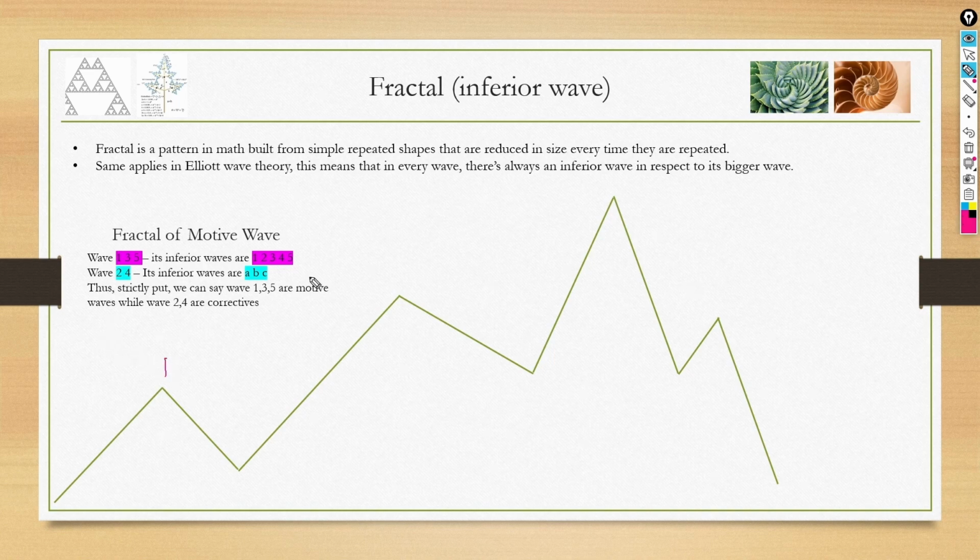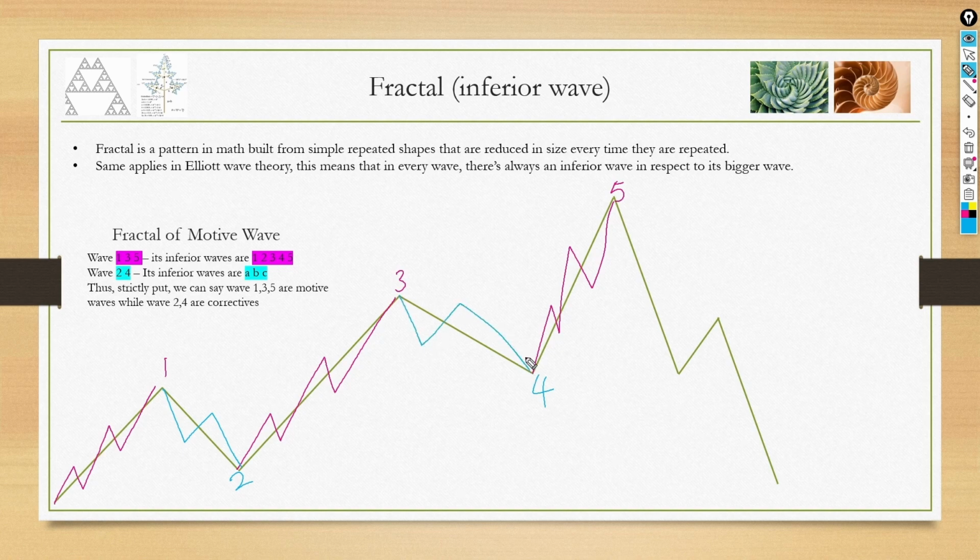Starting with wave 1, 3, and 5, and their low level. So 1, 2, 3, 4, and 5 here. 1, 2, 3, 4, and 5 here. And again, 1, 2, 3, 4, 5 here. Then let's draw wave 2 and 4 and their low level. Wave 2 and wave 4, and A, B, C. And again, A, B, C.